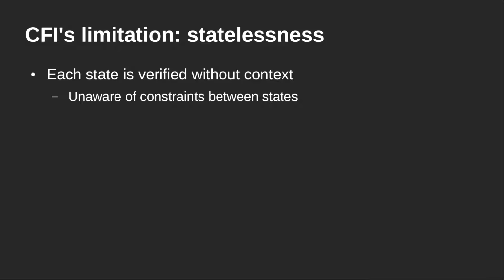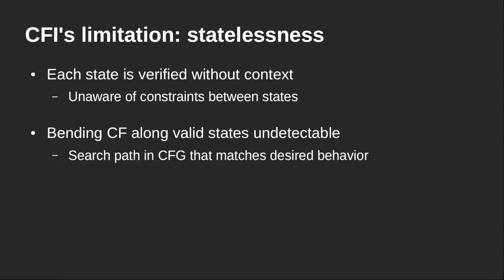The underlying limitation of CFI is that it is stateless. And each individual state is verified without any context. And control flow integrity as a security policy is unaware of all the constraints between the individual states. So any bending of the control flow along possible valid states is undetectable according to what the control flow integrity policy can observe. So as an attacker, we have to search a path in this abstract control flow graph that matches the desired behavior of the attacker.